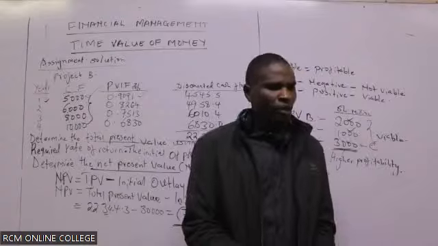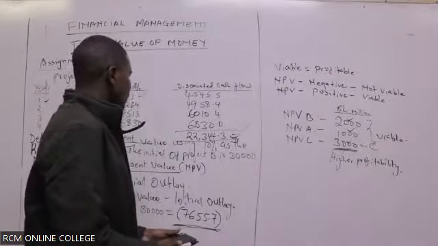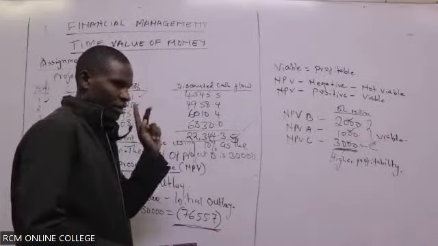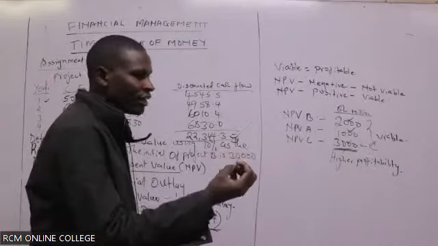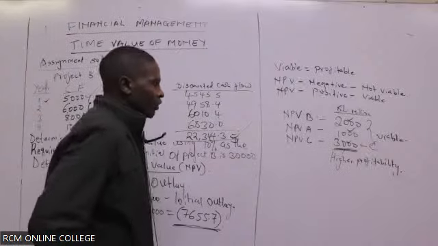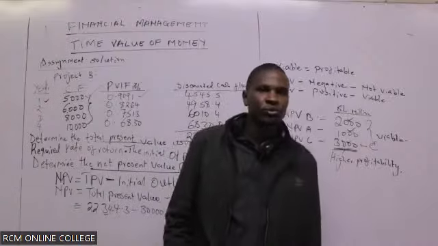So class, are we together as far as discounting of irregular cash flow is concerned? Are we together? Because this should be at your fingertips. The knowledge should be at your fingertips. Are we together as far as that is concerned?